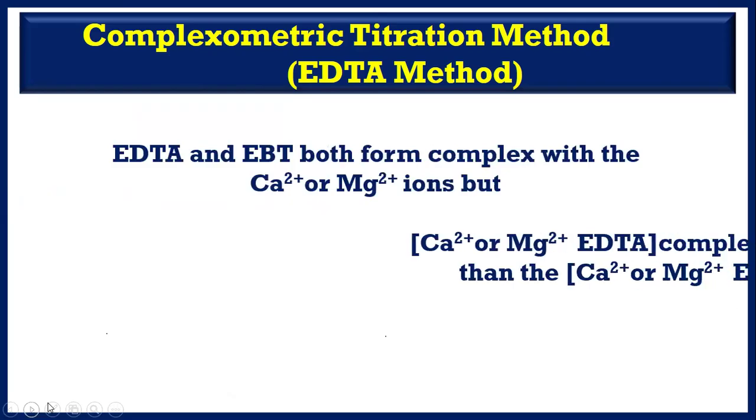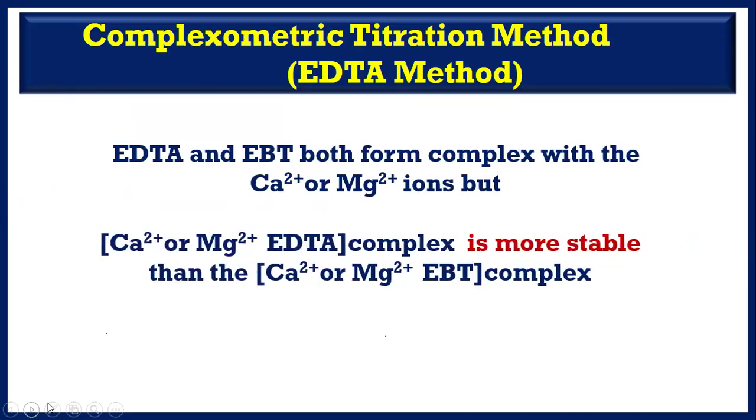Now, two things you must note before you start to learn the procedure of this method. The first thing is that EDTA and EBT both form complexes with the calcium and magnesium ions. But the calcium and magnesium EDTA complex is more stable than the calcium and magnesium EBT complex. Secondly, the color of the EDTA complex is colorless. That means it has no color.